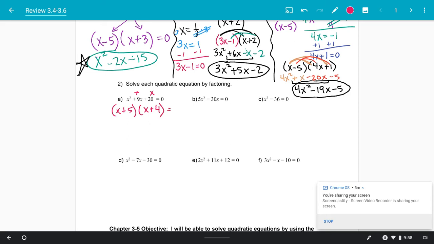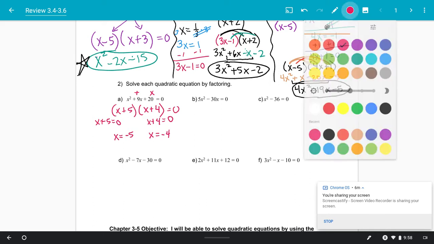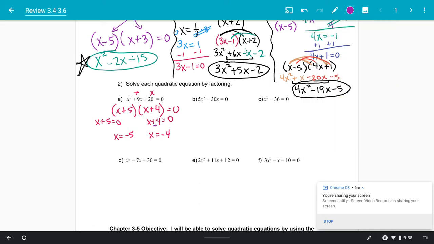set that equal to 0, and then you can set your 2 separate pieces equal to 0, but basically it's going to just end up being the opposite, so -5 and -4, because you would subtract 4, subtract 4. Here you would subtract 5, subtract 5. Okay, so those are your 2 roots. It's where it crosses the x-axis.